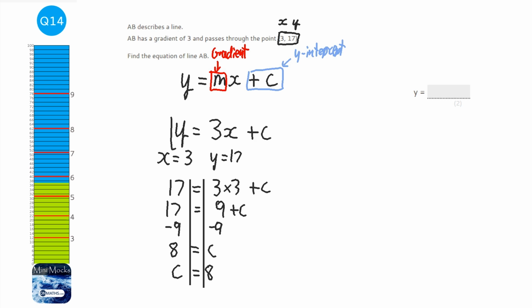So looking back at this formula we had earlier, we had m but we didn't have c. Well, we now have c, which is 8. So it's y equals 3x plus 8. And you can check that by putting in the values of 3 as x and see whether you get 17. 3 times 3 is 9, 9 plus 8 is 17.